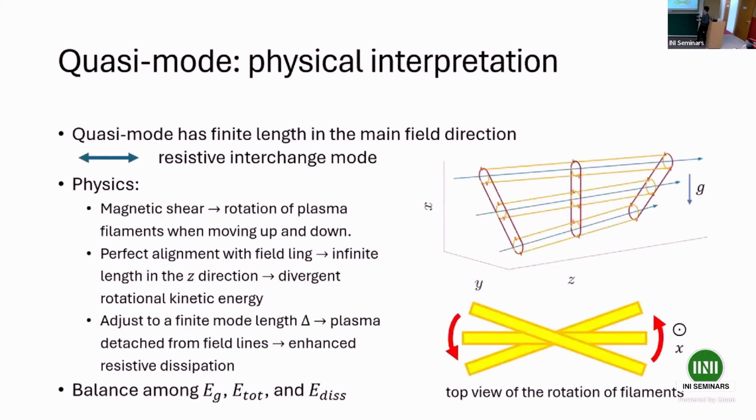As I just said, the resistive interchange modes are localized near resonance surfaces, so they are not efficient for mixing because the step size is very small. However, if you look at the wave packet, the superposition of resistive interchange modes, the quasi-mode has a very broad structure in the radial direction, which means the step size is much larger, so it's very efficient for mixing. So that's why the quasi-mode is important.